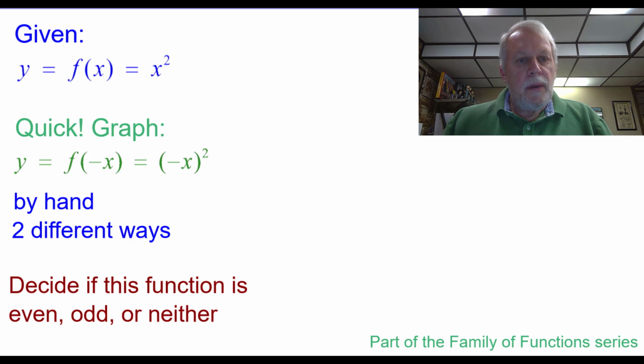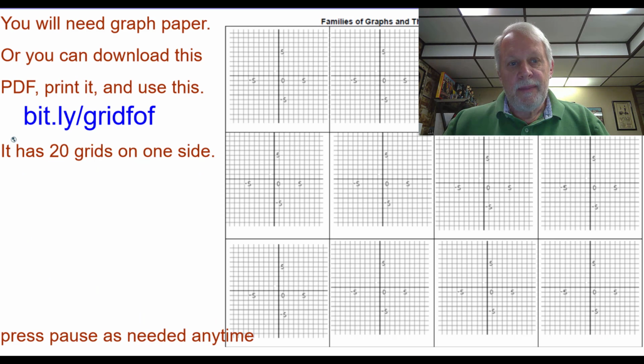Quick, graph y equals the quantity of the opposite of x squared by hand 2 different ways, and decide if the squaring function is even, odd, or neither. This is part of the family of functions series. You will need graph paper or download this PDF and print it. Press pause as needed anytime during this video.